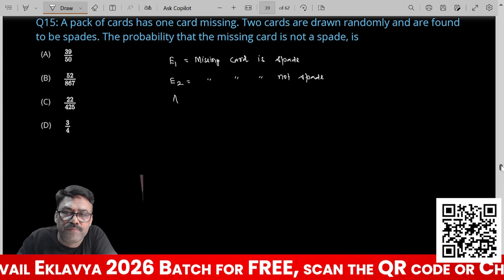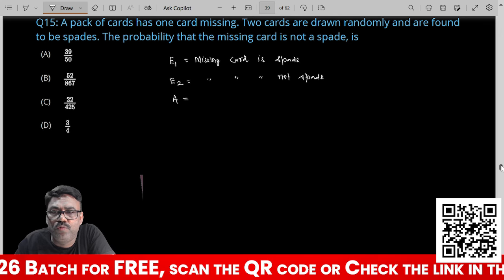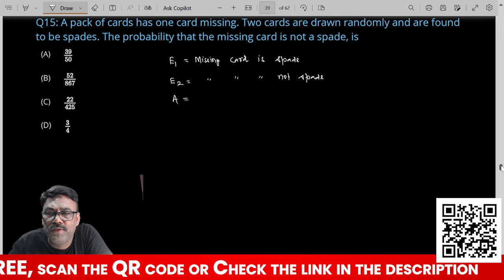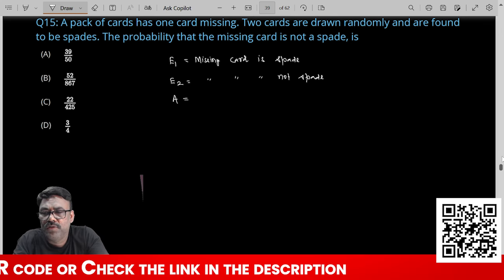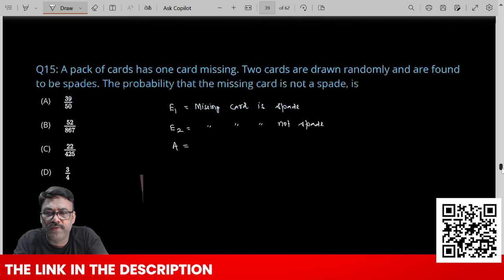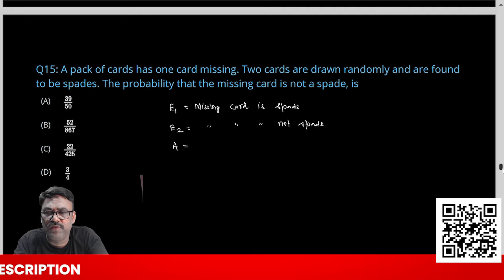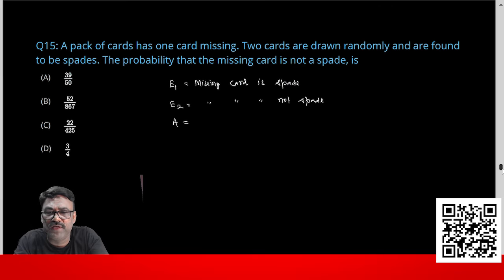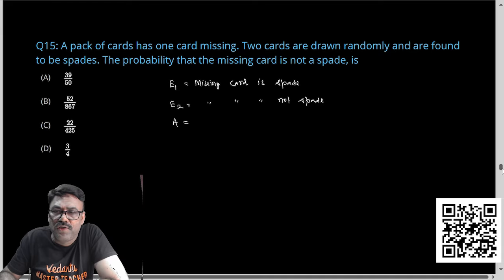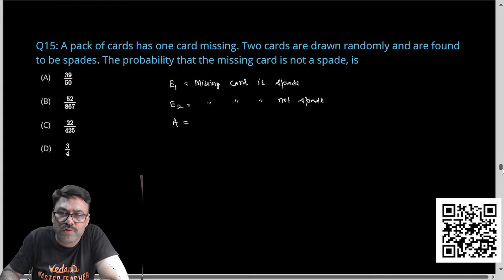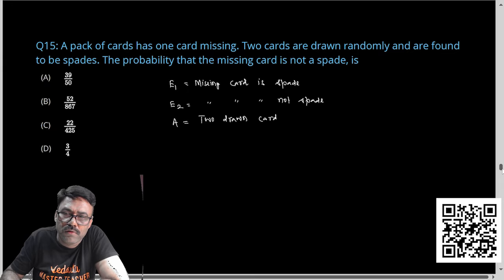And let's say A is the event that if I draw two cards, both are found to be spades. So A is the event: two cards are drawn and both are found to be spades. So the two drawn cards are both spades.